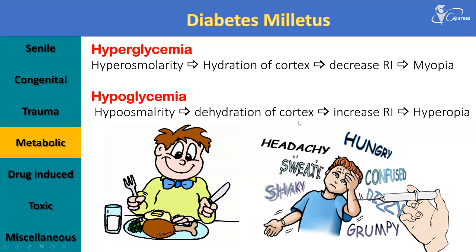And since the cortex acts as a minus lens, dehydration of the cortex will result in the cortical fibers becoming more compact, leading to a higher refractive index. Increasing the refractive index, or the power, of a minus lens will cause a decrease of the overall power of the eye, or a hyperopic shift. This is just for you to understand what is happening. But for the exam, what is asked is: hyperglycemia causing myopic shift, hypoglycemia causing hyperopic shift. Okay.